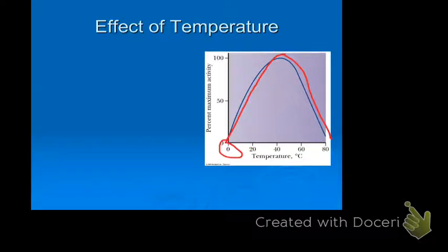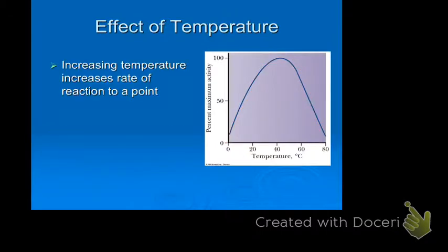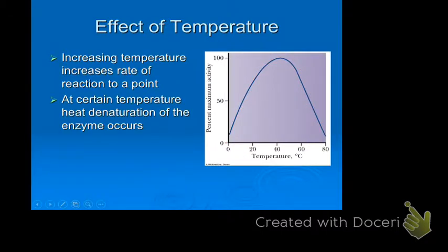What happens at the really high temperature? What happens to the enzyme? It denatures. So that's why, but there is an optimal temperature. And it may not be 37 degrees. It may be something higher or something lower. Okay, but there is an optimal temperature. And so that's just what that's all about.